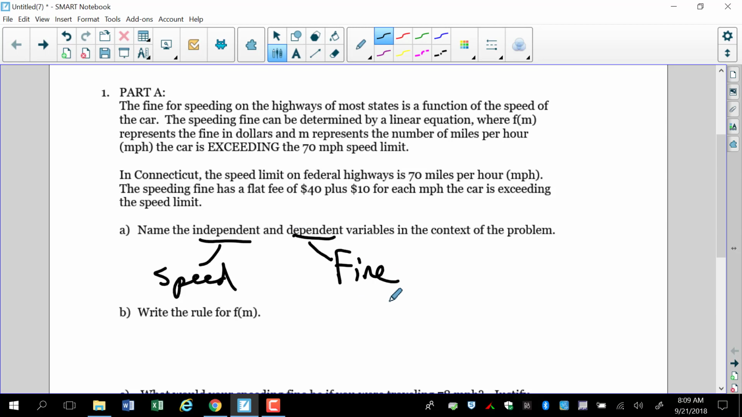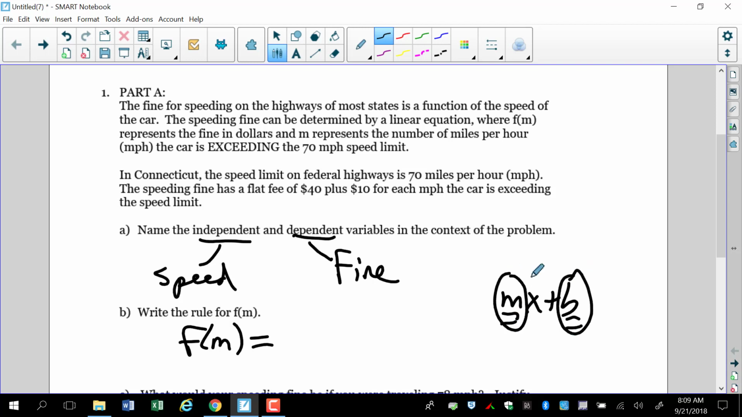So here, anything over 70 miles an hour is considered speeding. Speeding fine is a flat fee of $40 plus $10 for every mile per hour it's over the speed limit. So our rule for f of m, and if you think about y equals mx plus b, and I'll put this over here, mx plus b. This is the constant, or the starting point, and this is the rate of change. So if we think about that in terms of this problem, we're starting at 40, which is our starting point, and our rate of change is 10.